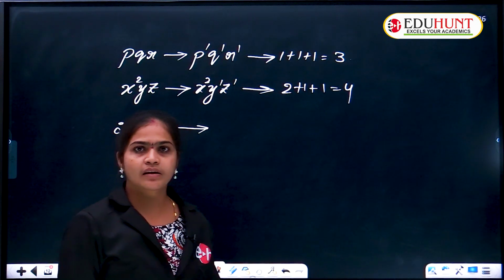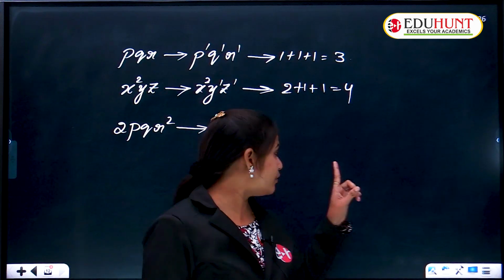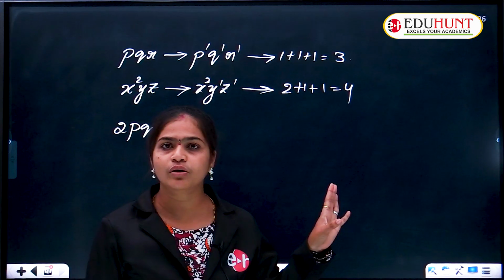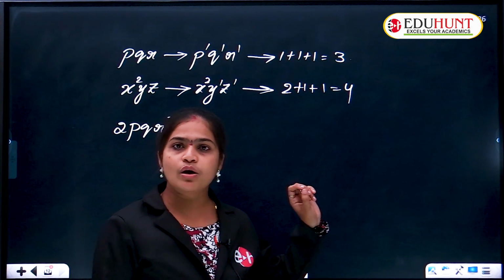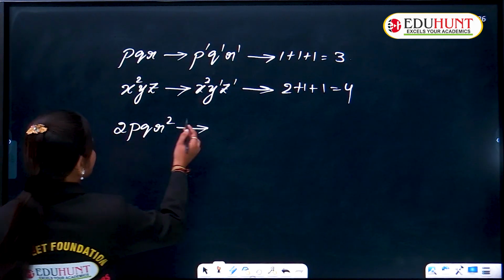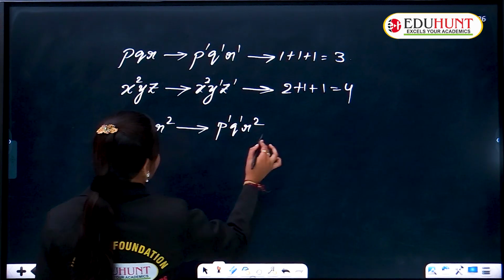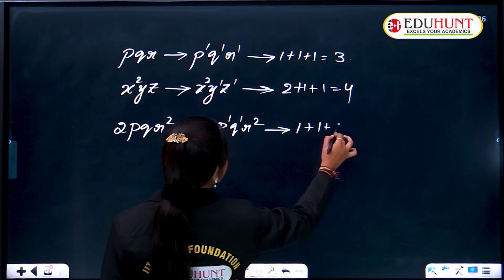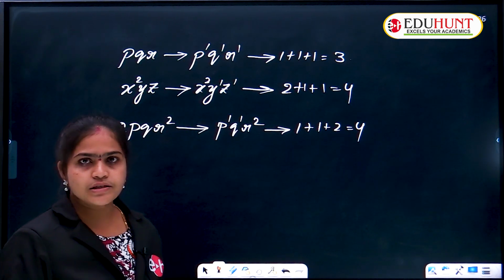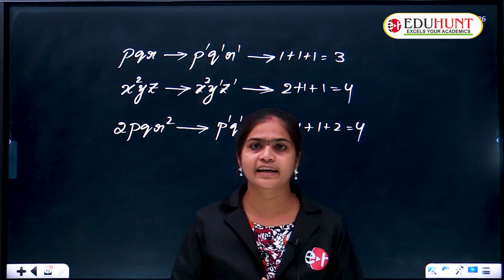And in the same way, 2pqr square. Now what are the powers? What I told you: powers are always on the variables only. We should not take them on the constants. So p power 1, q power 1, r square is already given. Now 1 plus 1 plus 2 is equal to 4. What is the degree here? Degree is 4. Understood? In this way we find the degree of a term.